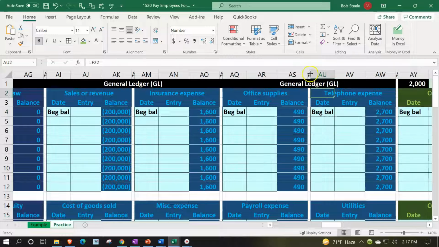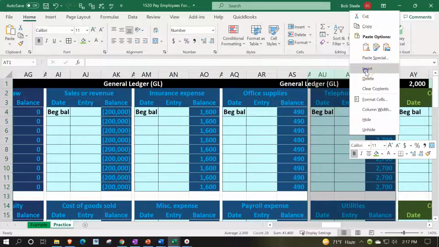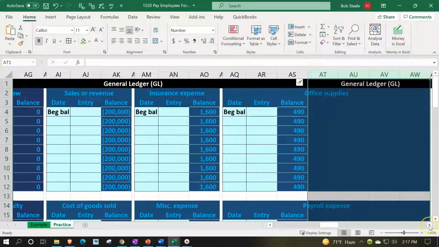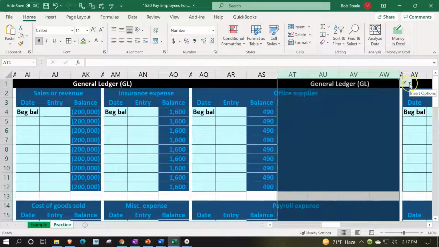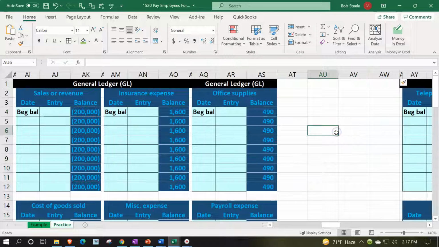So what I'm going to do is put my cursor on the little skinny cell and drag on over to AW. And then I want to insert some cells there. Right click, insert some columns, putting some columns in place. And then I want to get rid of the formatting. So that little paintbrush format, I don't want any formatting yet because I'm doing my own formatting.